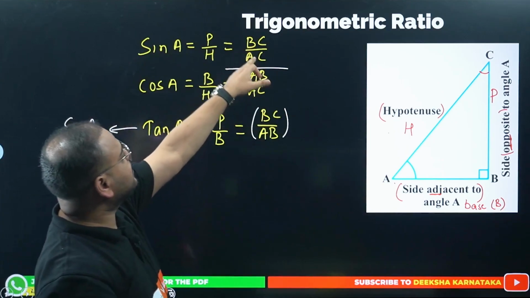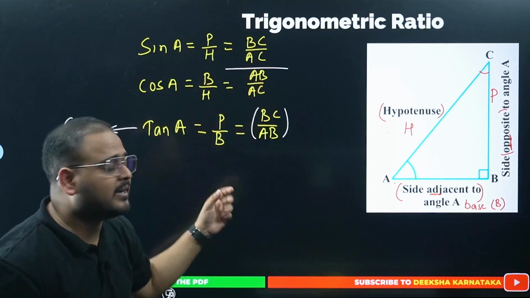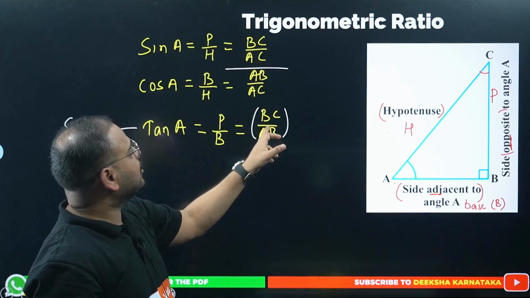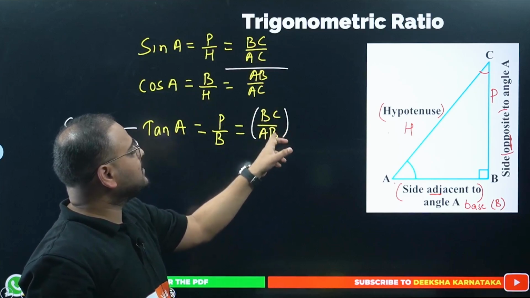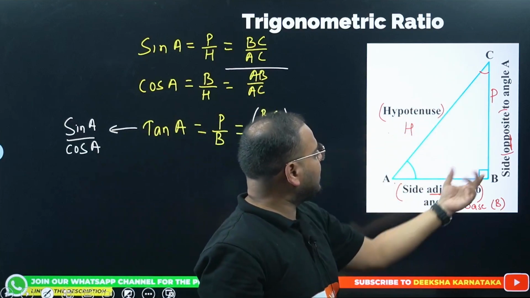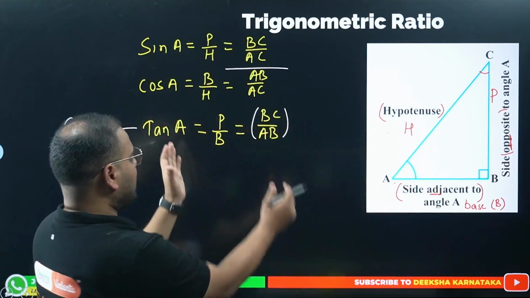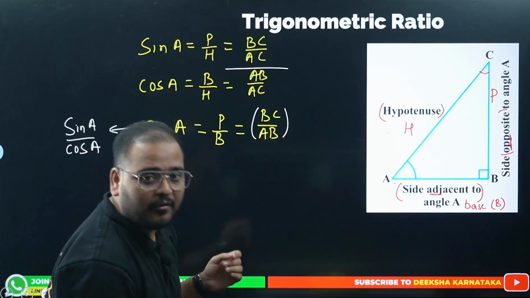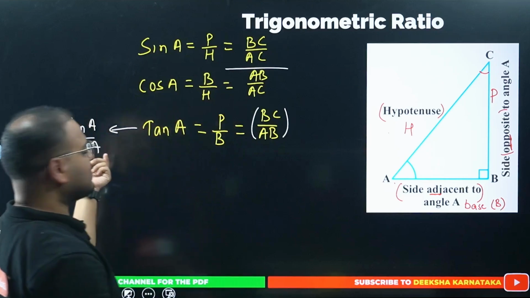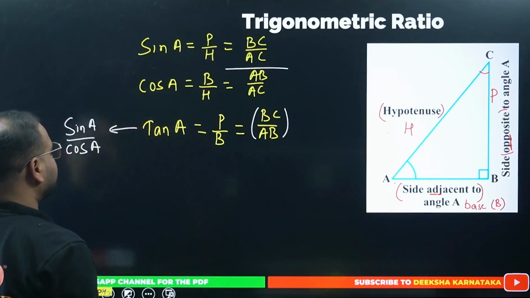Check: BC by AC upon AB by AC. AC and AC is the same denominator, I can cancel. What is left? BC in the numerator, AB in the denominator. So BC by AB. How did we get this? Not by fractions, we got it from here: perpendicular by base, so P is BC. So what I'm trying to say is, if you use the formula of tan, you get this answer. Even if you use the relation sine by cos, you get the same answer. I hope this is clear.